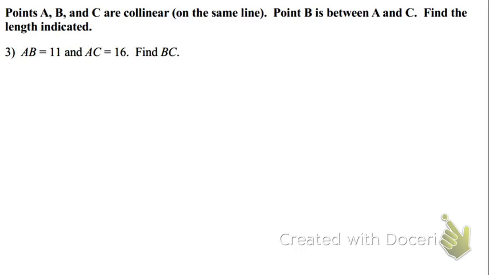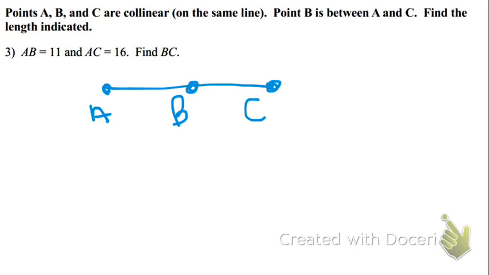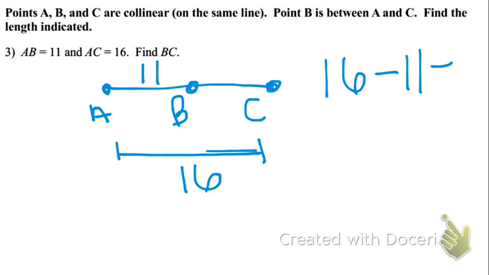So this problem tells us that A and B are collinear, so that means they're on the same line. B is between A and C, so if we draw a picture, then we have A, B, C. My problem tells me that AB is 11. The whole thing AC is 16, and we want to find BC. So just like number 1, we just subtract, and we get 5.